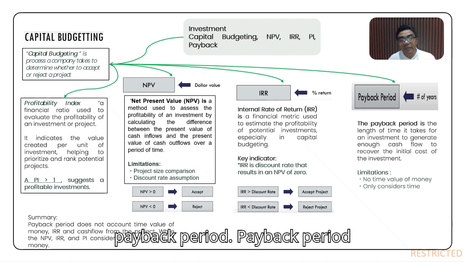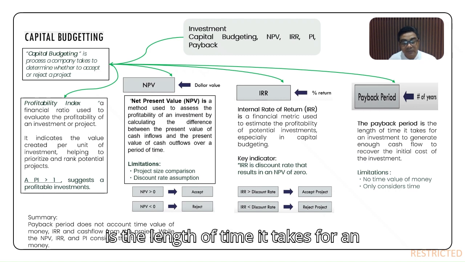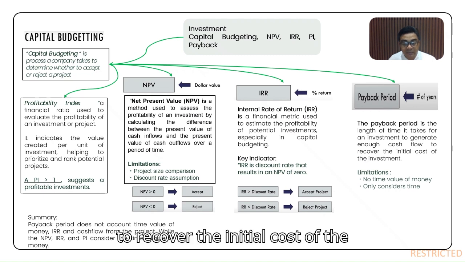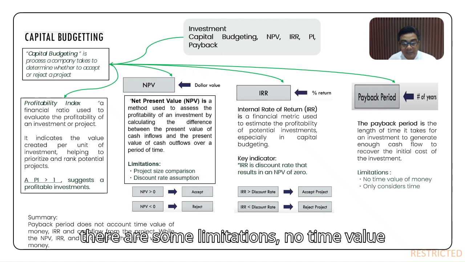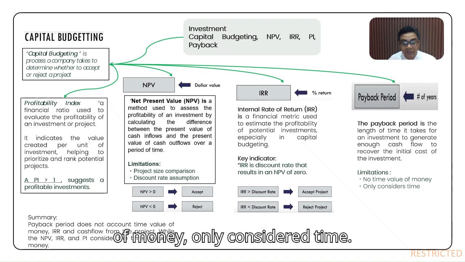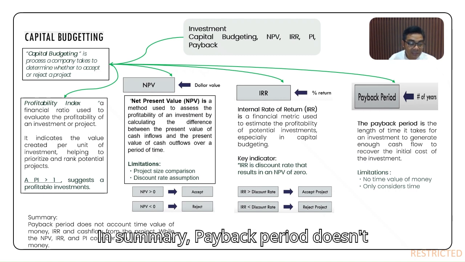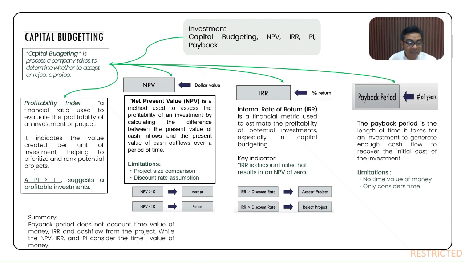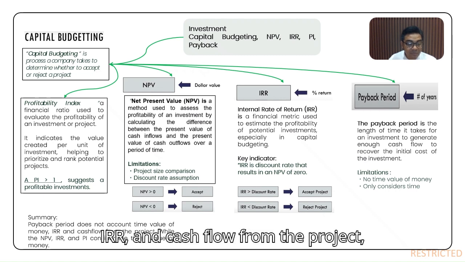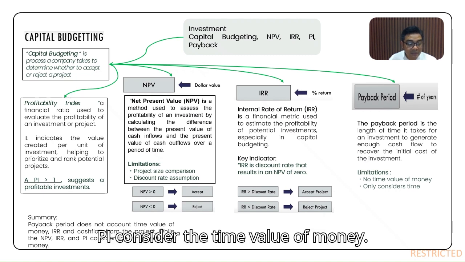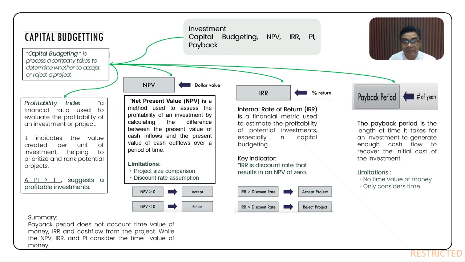And also we have the payback period. Payback period is the length of time it takes for an investment to generate enough cash flow to recover the initial cost of the investment. And then there are some limitations: no time value of money, only time is considered. In summary, payback period doesn't account for the time value of money and the cash flow from the project, while the NPV, IRR, and PI consider the time value of money.